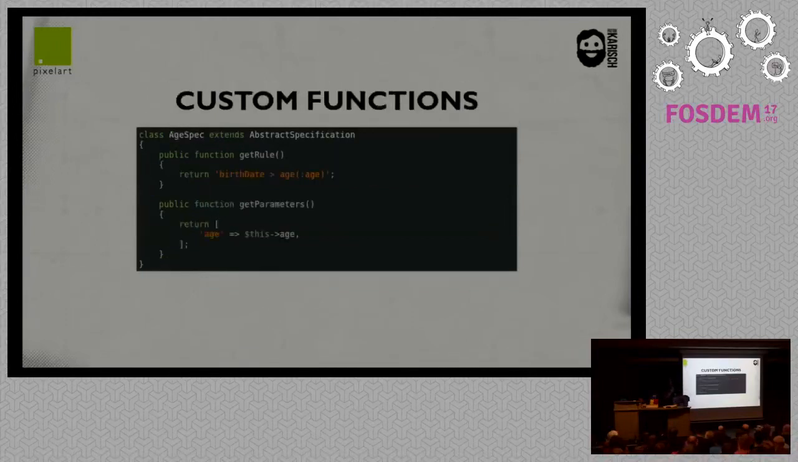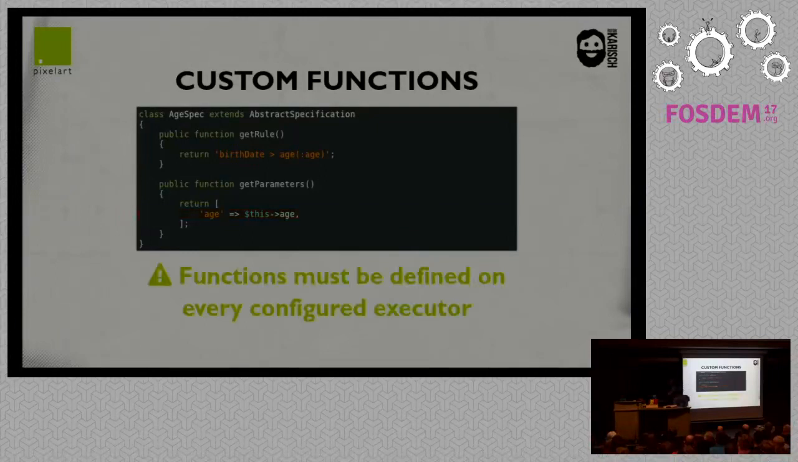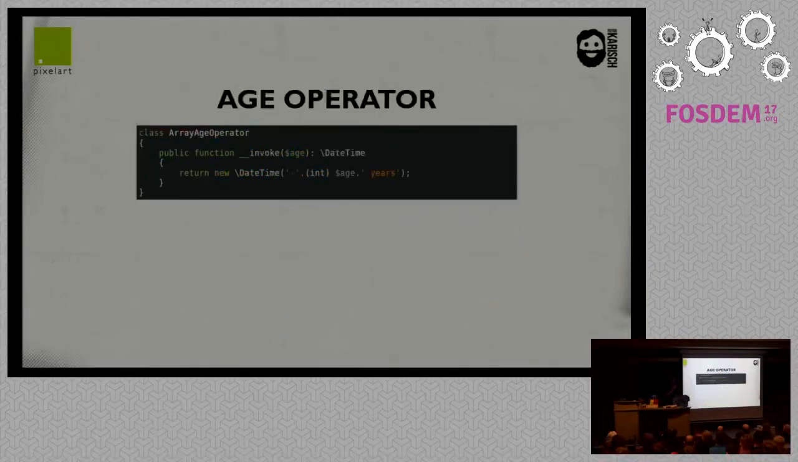Another cool feature of Rulerz are custom functions. In this case, I created an age specification, age spec, where the rule is birth date is over age, and age is a parameter supplied. So I want to do it simple. I don't want to do date time math in my daily code base. So the date time math is done by the custom function age. And it's a custom function, so we must define it for every executor, array visitor, Doctrine builder, and so on. Let's take a look how we do it.